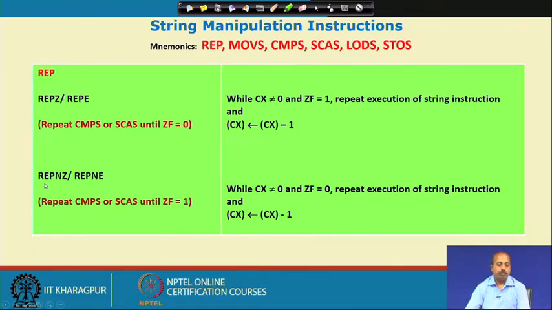And then REPNZ. If CX is not equal to 0, repeat execution of the string instruction, and CX is decremented. It is done until the Z flag becomes equal to 1. So, as long as the Z flag is 0, it will continue like that.